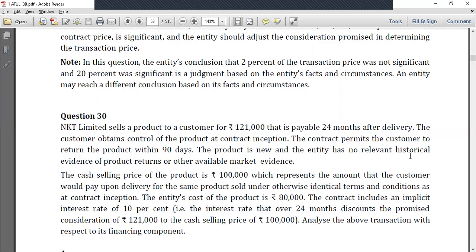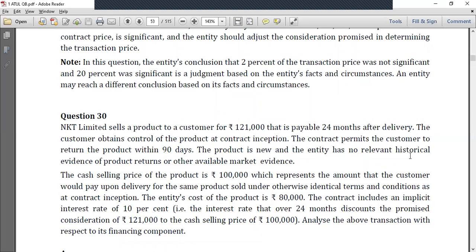Now here the product is new, and the entity has no relevant historical evidence of product returns or other available market evidence. Here the cash selling price of the product is 1 lakh, which represents the amount that the customer would pay upon delivery for the same product sold under otherwise identical terms and conditions at contract inception. The entity's cost of the product is 80,000. The contract includes an implicit interest rate of 10%. That is, 10% is included in the contract itself.